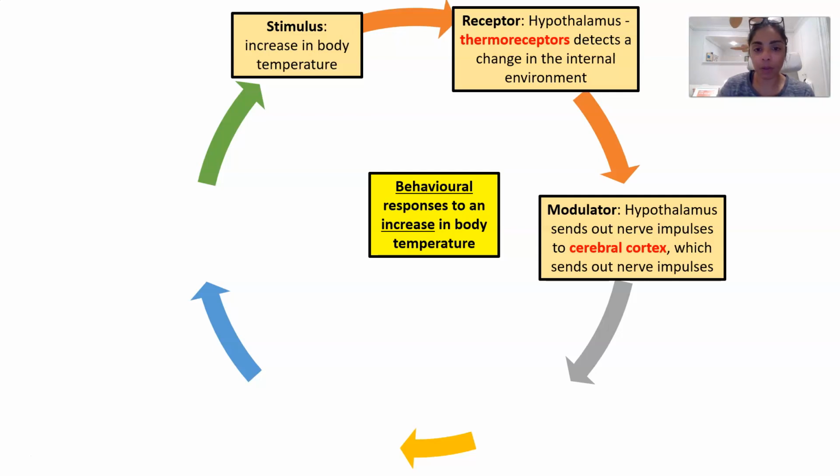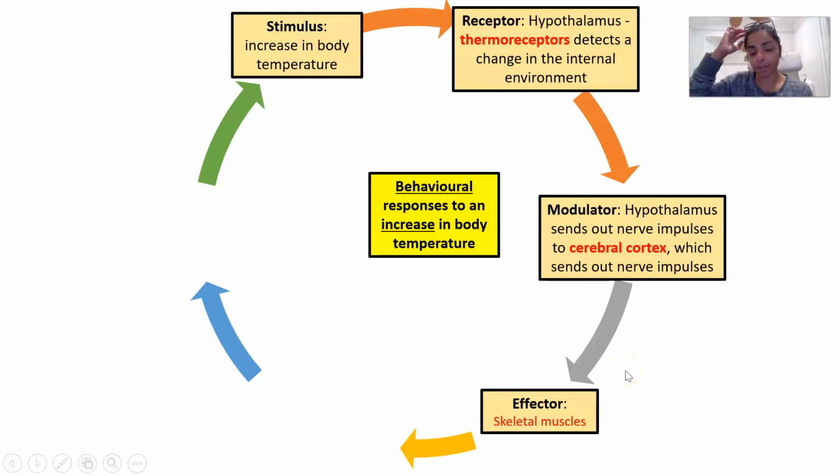Again, the hypothalamus sends out nerve impulses, but because it's a behavioral change, it sends that information to the cerebral cortex. Here we make conscious decisions about what we want to do. So the cerebral cortex receives that information from the modulator, indicating that the body temperature has gone up, and the cerebral cortex will then send messages to the effector. Because it's a conscious decision that we're making, it is going to the skeletal muscles.